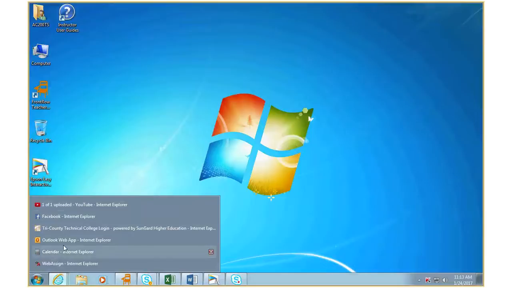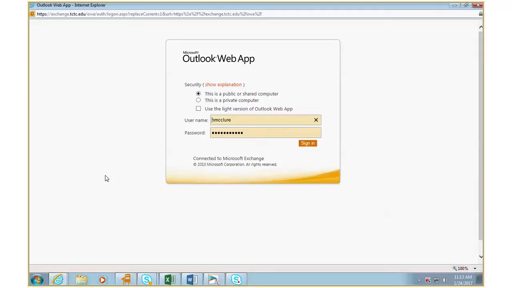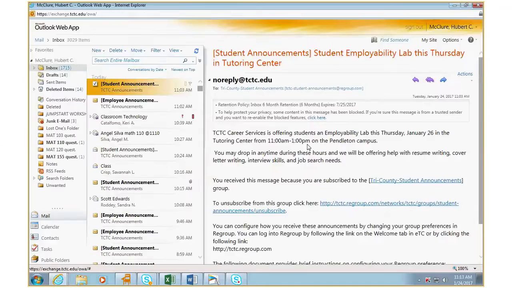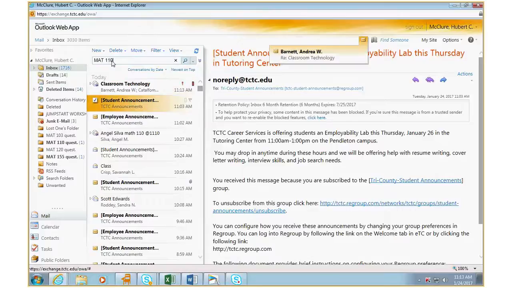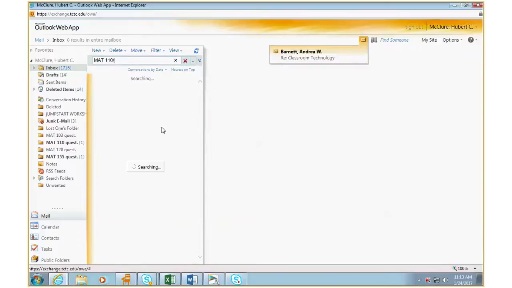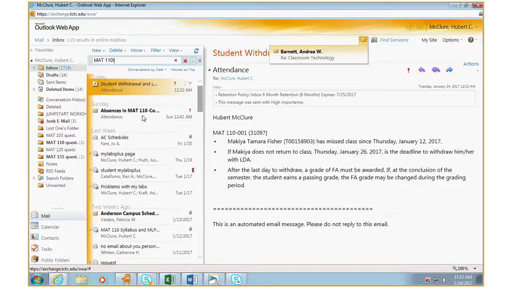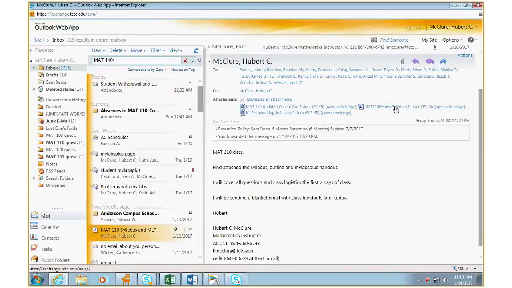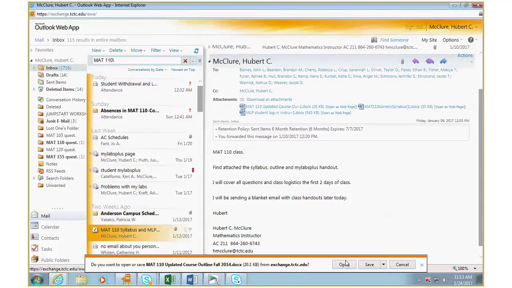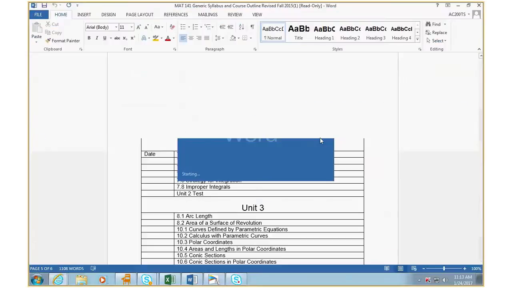Okay. Let me go over to the... Just give me a second. I'm trying to do two things at one time. Math 110. Math 110. Just give me a second. Math 110 syllabus. Generic outline. Hey there. Open. There we go.